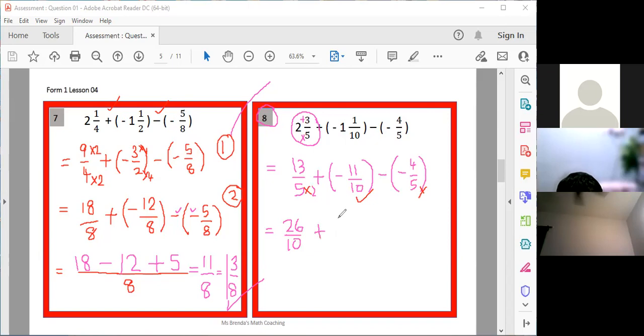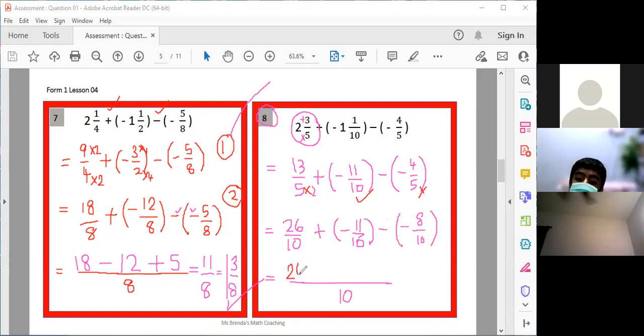Copy. Don't do anything with the positive, negative, or just leave it. 11 over 10. And the last one will change to become 8 over negative 10. 8 over 10. You see that? Now, my denominator is 10 already, so I put a big line there and write my 10 down. I'm only going to work with my numerators. So I'm going to write my 26.